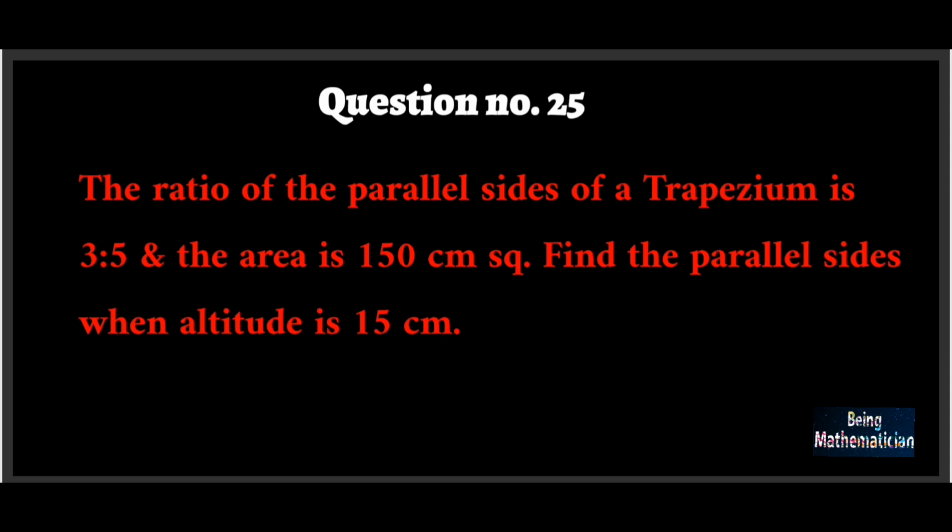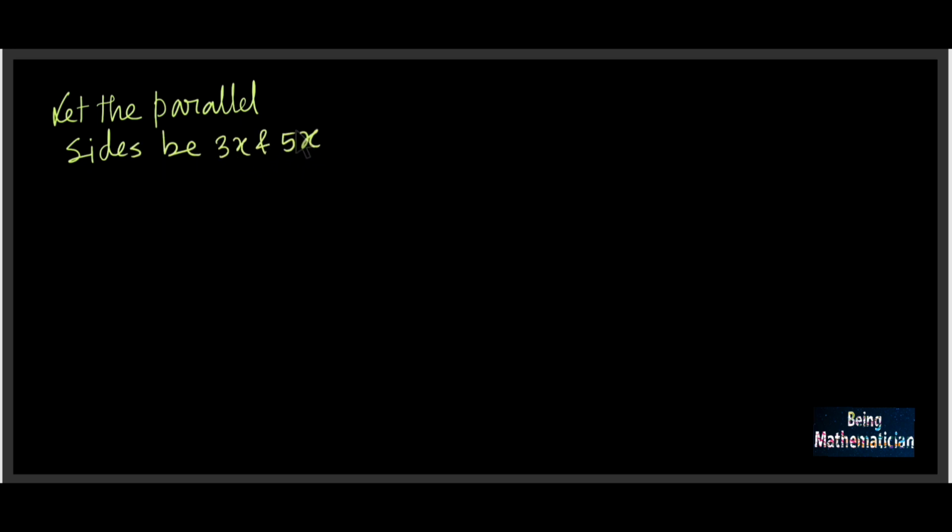Question number 25. Let the parallel sides be 3x and 5x. So by the formula of the area of trapezium, we can write half into the sum of parallel sides, and it is 3x plus 5x, into altitude, which is given as 15, is equal to the area, which is given 150.